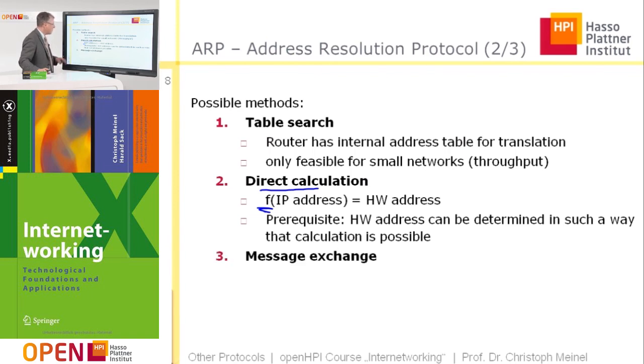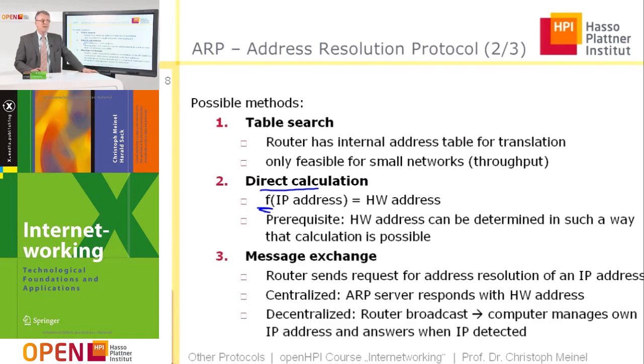And the third method is that the ARP protocol uses a message exchange. The router receiving a packet with an IP address sends a message into the network asking which of the hosts has this hardware address. The computer with the correct hardware address, which recognizes the IP address, sends back to the router its hardware address. In this way, translation is possible.